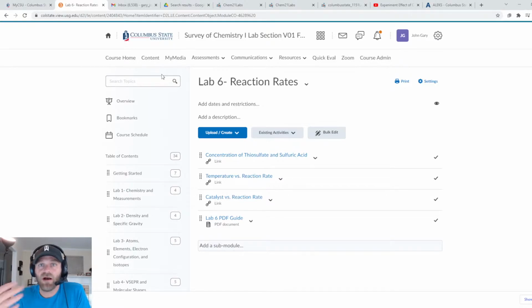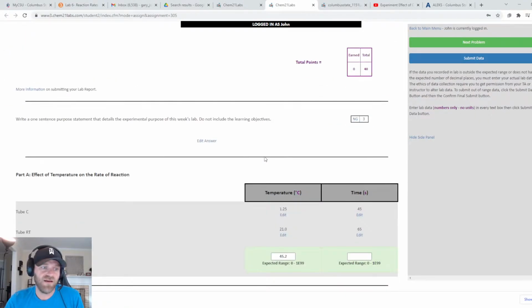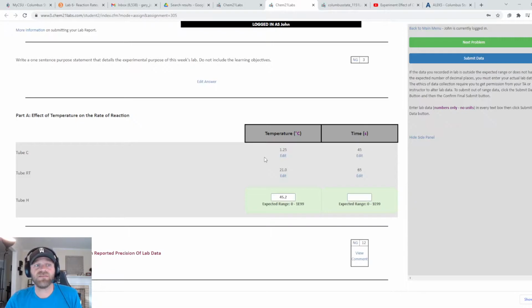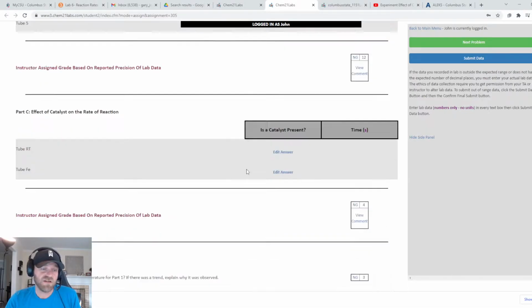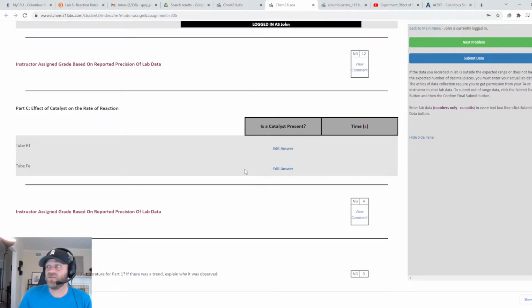Okay, so I'll talk about that and also go to Chem 21 because I want you to know what you need to report. Let's do that first before we get into the nuts and bolts of reaction rates. All right. So when you go to Chem 21, you have Part A, the effect of temperature on the rate of reaction. Part B, effect of concentration. And Part C, effect of a catalyst on the reaction rate.